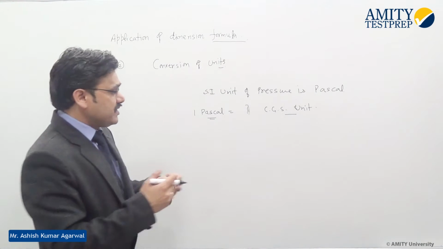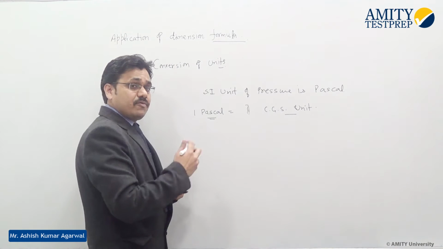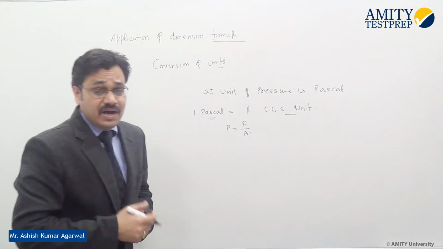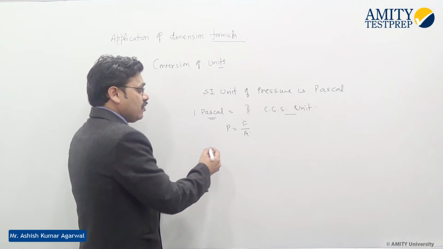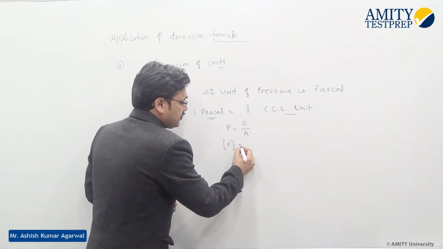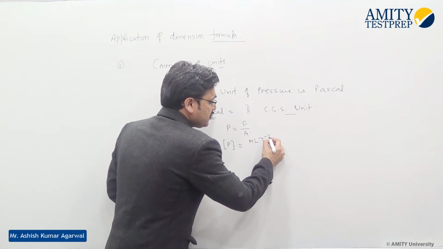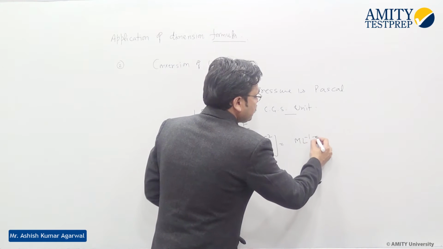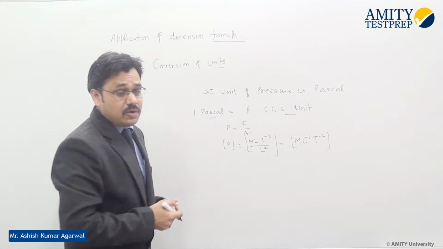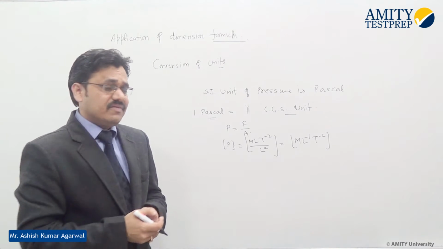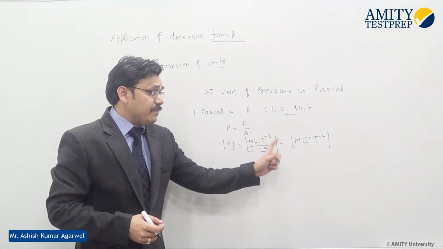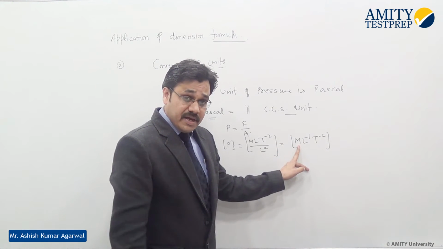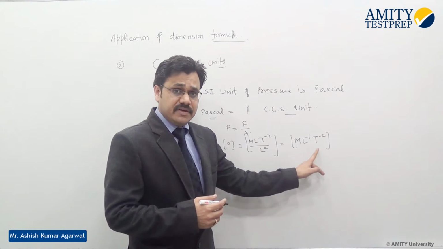How can we get this? For this we have to proceed. First of all, I have to write down the formula for pressure, that is pressure equals force upon area. Then I have to find the dimensional formula for pressure. For that I write down the dimensions of force and area, and from that I get M L minus 1 T minus 2. You have to remember this, because when you go to the dimensional system you have to find the dimension of pressure, that is M L minus 1 T minus 2. Here M stands for mass, L for length, T for time.